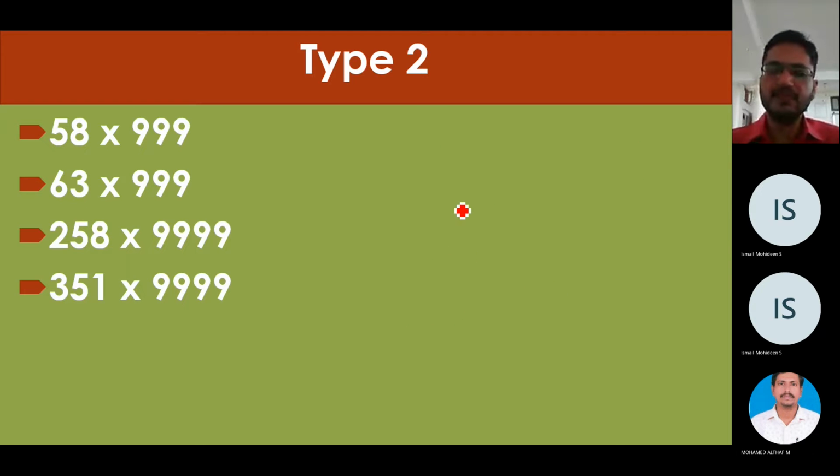Now next example, 63 with 999. So I will write 0 in the front of the number.